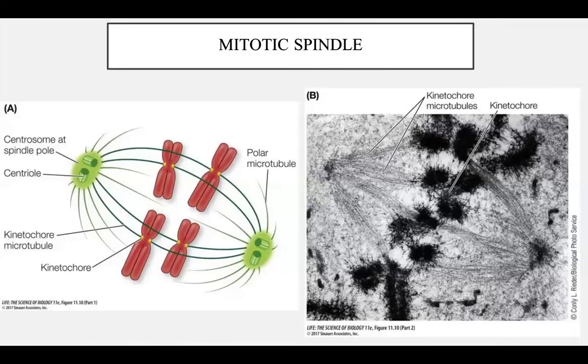So more about the microtubules and the kinetochore microtubules. You have polar microtubules, which extend from the two spindle poles and they overlap in the center. And then what they do is they help keep your poles apart.